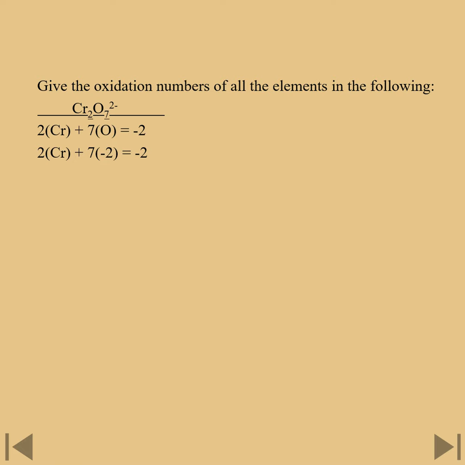So our 2 chromium oxidation numbers plus 7 negative 2's is equal to negative 2. Our 2 chromiums minus 14 is equal to negative 2. Let's add 14 to both sides, to get our 2 chromiums to have an oxidation number that adds to positive 12. Let's divide out the 2. So each chromium is in a plus 6 oxidation state.